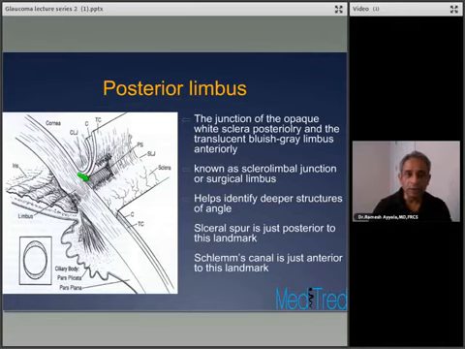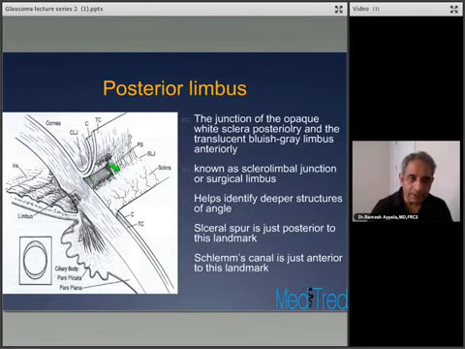Now the posterior limbal junction is the junction of the opaque white sclera posteriorly and the translucent bluish gray limbus anteriorly, and is called the posterior limbus. It's also called the surgical limbus. Okay, so the transition zone between the sclera and the translucent area of transition into cornea is called the surgical limbus, and it helps identify deeper structures within the angle. So the scleral spur is just posterior to this landmark.